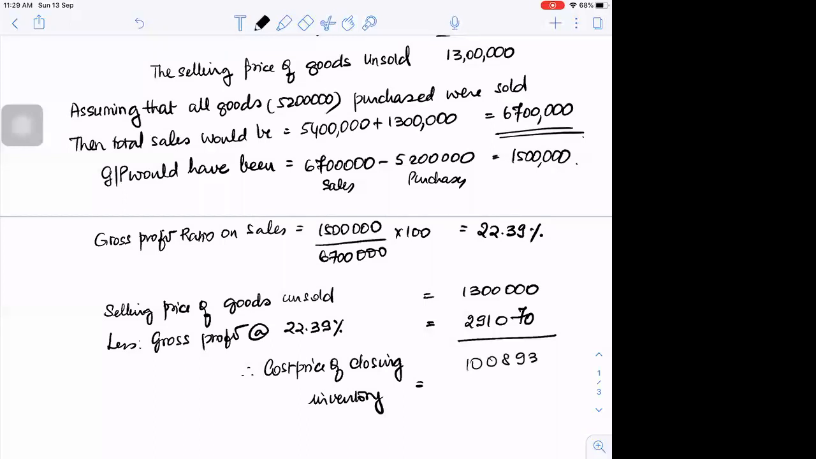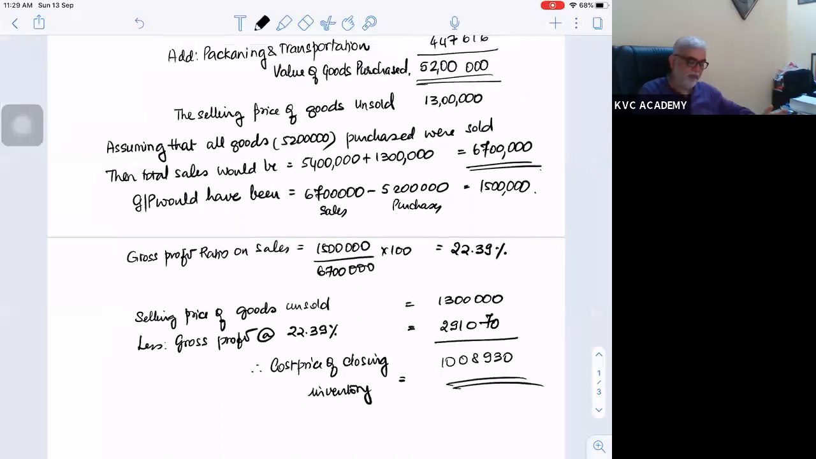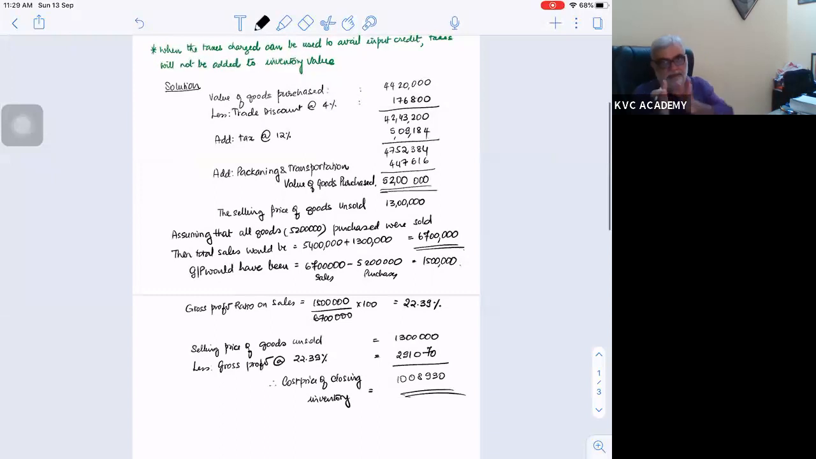Ten lakh 8,930. Okay. So what did we do? We first found out the total value of goods purchased. How do we do that? We removed the trade discount. Then we added the tax percentage, because there is no further input credit allowed. Then we added the packing expenses to that. It came to 52 lakhs.